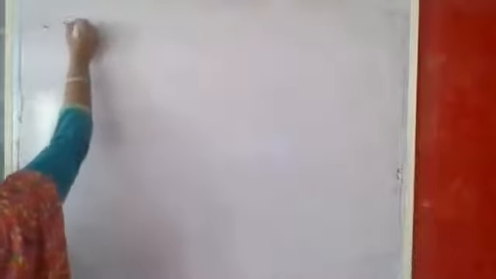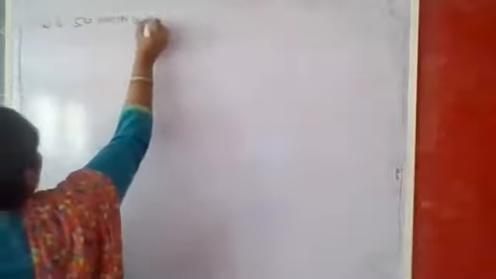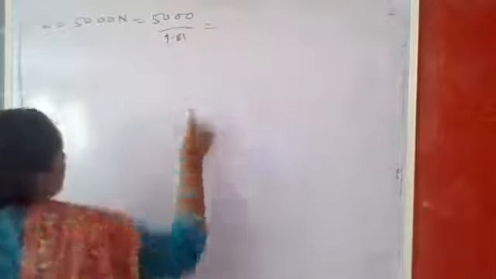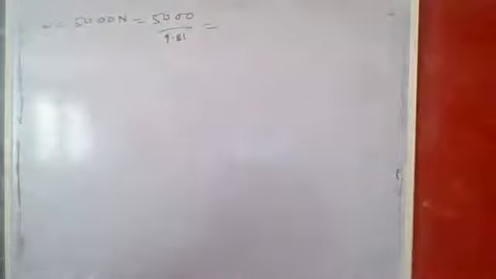What is the weight given? Weight is given as 5000 Newton. Convert it in terms of kg by dividing by 9.81. You give me the answer please, fast.